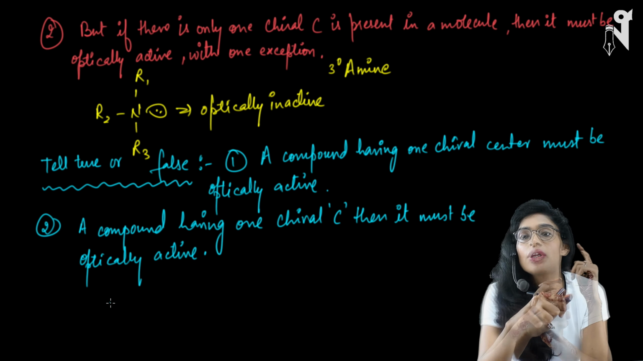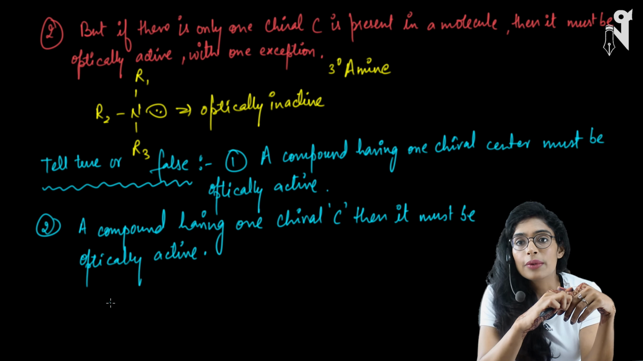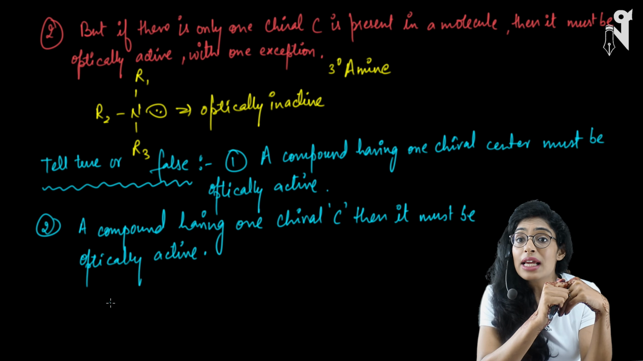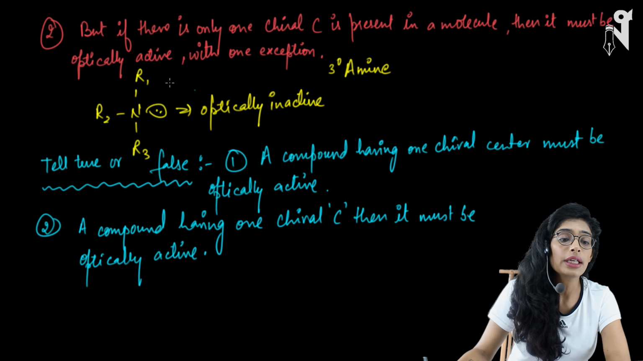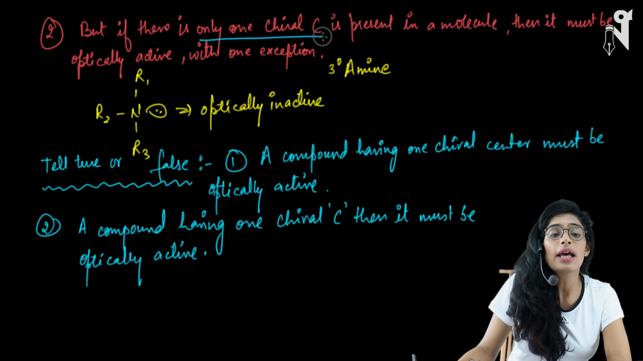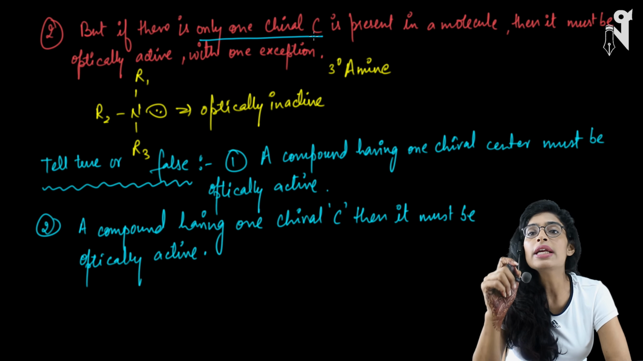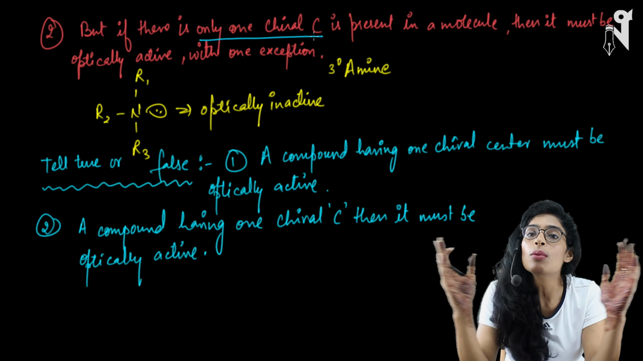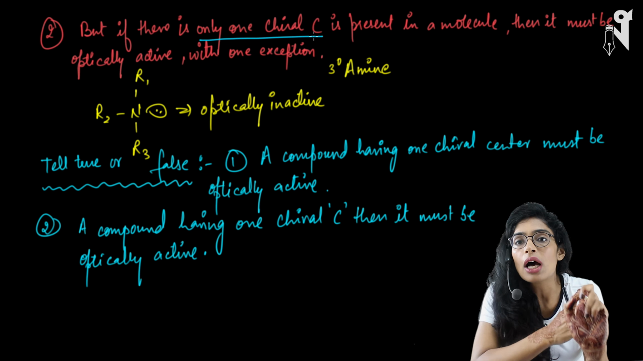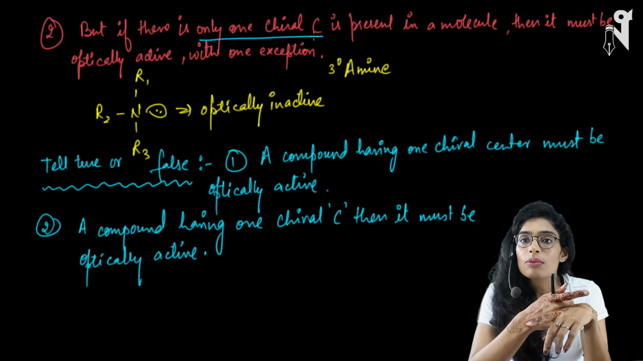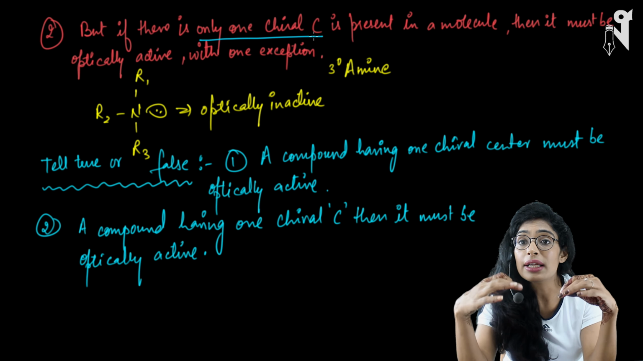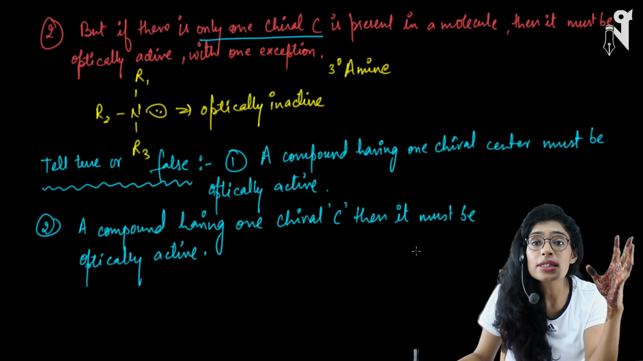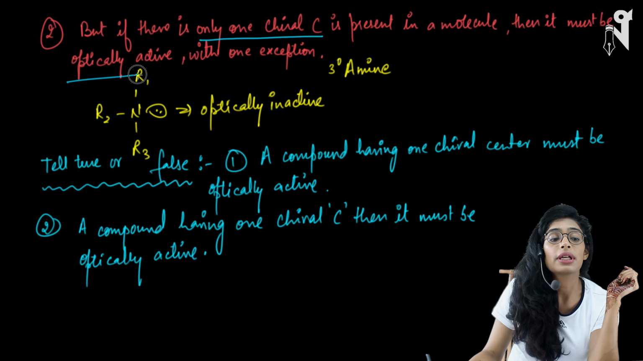There are still some cases where, if there is a chiral center, then it will be optically active. But as I mentioned, it is not true for all the cases. So for which case will it be true? Let's see. If there is only one chiral center present in the molecule, that means in the whole molecule there is only one carbon or non-carbon atom which is a chiral center, in that case it is necessary that the compound will be optically active.